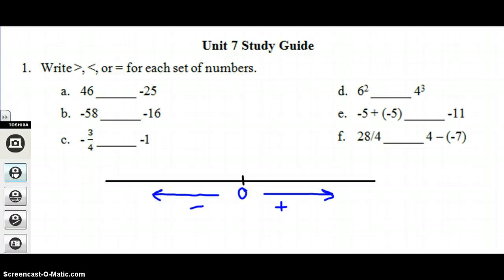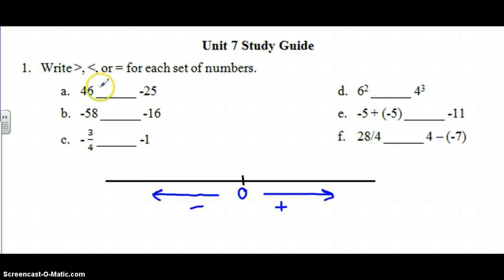Let's go through your Unit 7 study guide to see how you did. For A, 46 is larger than negative 25 because positive numbers are larger than negative numbers.